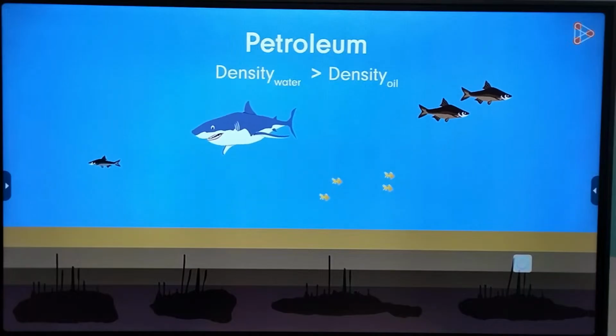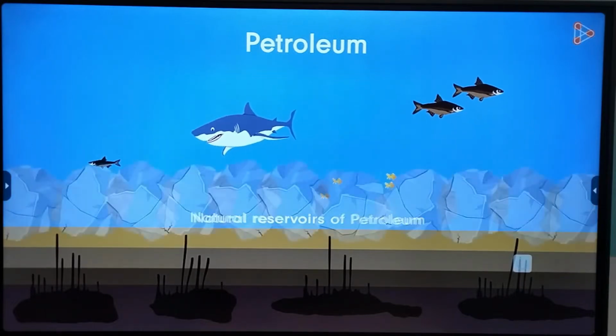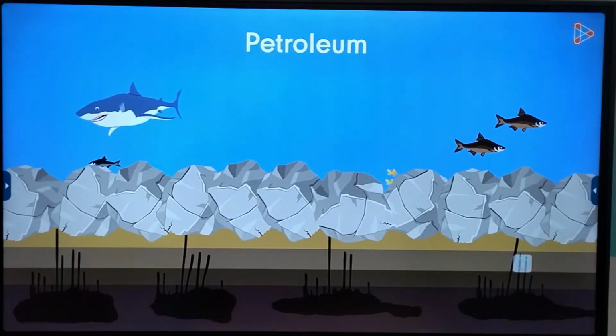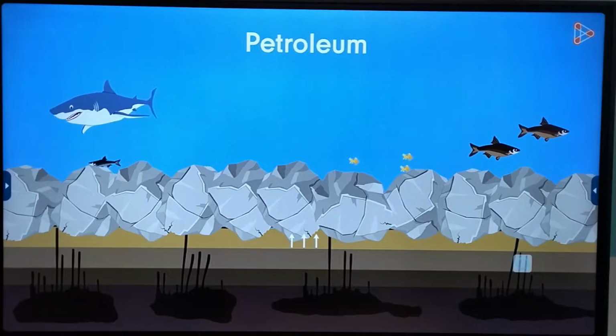So these are called natural reservoirs of petroleum. If petroleum doesn't find its way up, how do we then get to these reserves? Petroleum is stored in the small pores of rock. Sometimes when it's on the way to the top, it is blocked by an impermeable layer of rock. This rock doesn't allow petroleum to ooze out onto the surface.